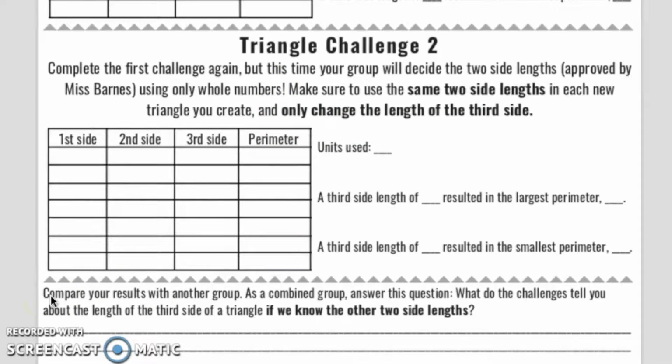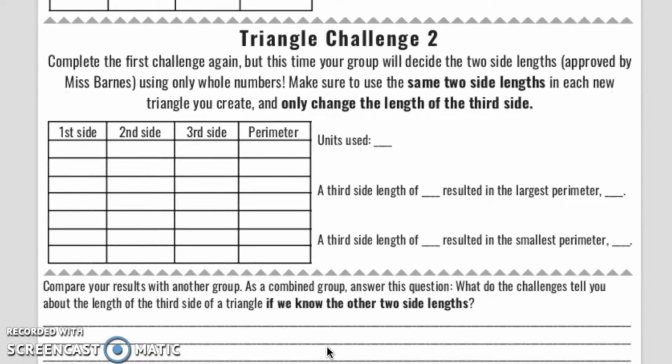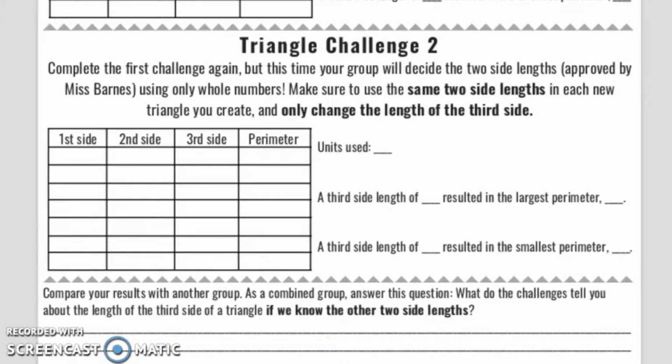And then in the end, down here you can see after they've completed both challenges, they're going to get together with another group and talk about the different side lengths they were able to create for the third side based off of the other two fixed sides. And hopefully this will eventually lead to the development of the triangle inequality theorem. And if they are not able to come up with it on their own or with another group, we will definitely talk about it at the end of class.